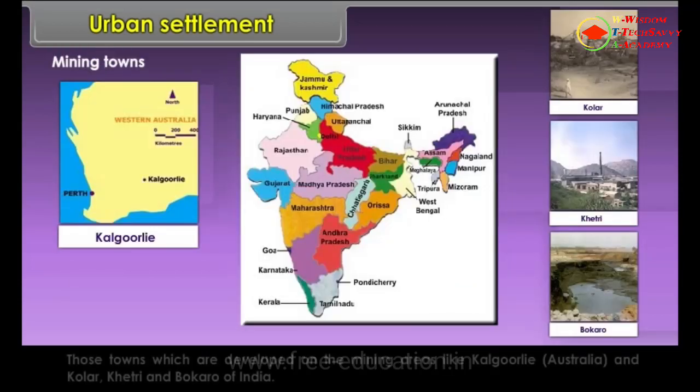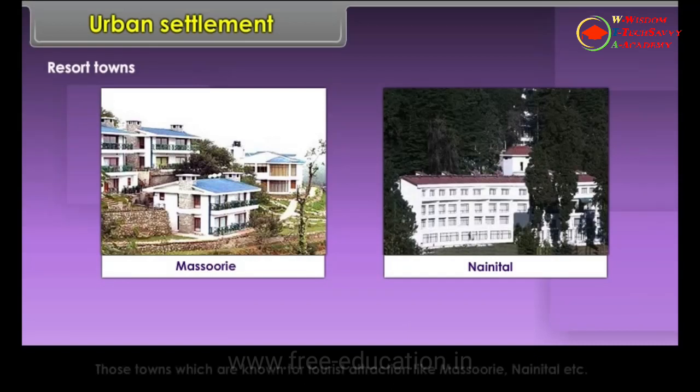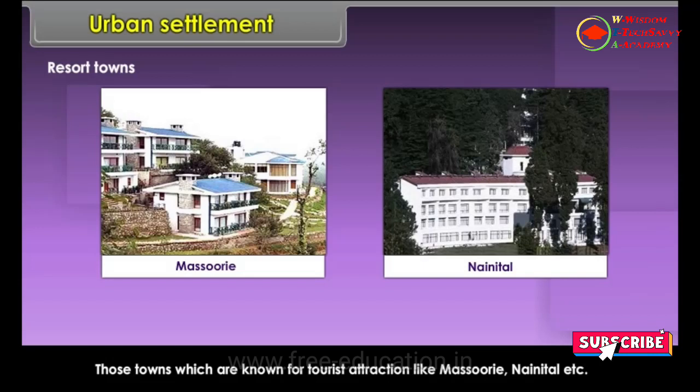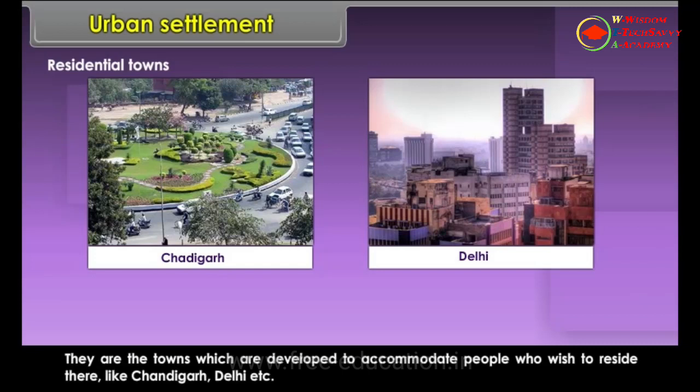Mining towns. Those towns which are developed on the mining areas, like Kalgoorlie in Australia, and Kolar, Khetri, and Bokaro of India. Resort towns. Those towns which are known for tourist attraction, like Mussoorie, Nainital, etc. Residential towns. They are the towns which are developed to accommodate people who wish to reside there, like Chandigarh, Delhi, etc.